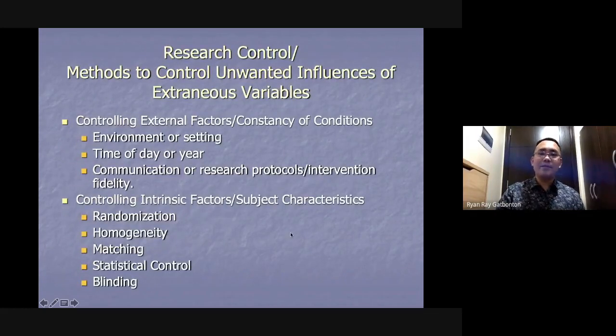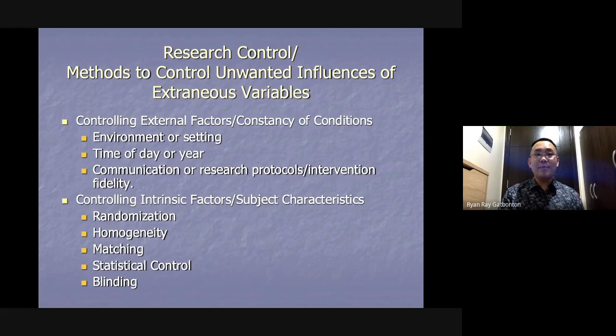Now, here are some of the research controls that you need to employ so that you'll get good research outcomes, or so you can measure outcomes. Okay? The primary things that we want to control in research are, number one, your external or extraneous variables, which can be controlled by setting controls on the environment or your setting.